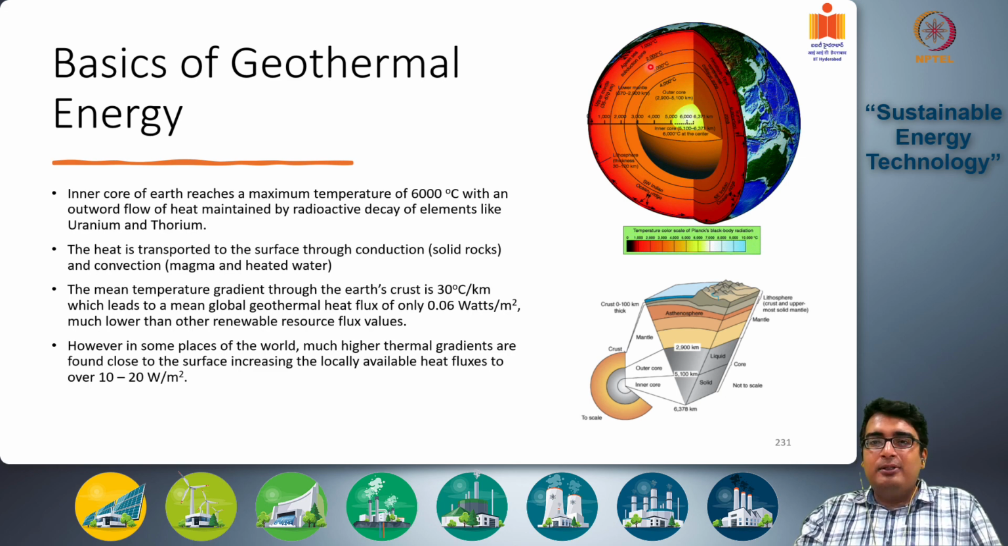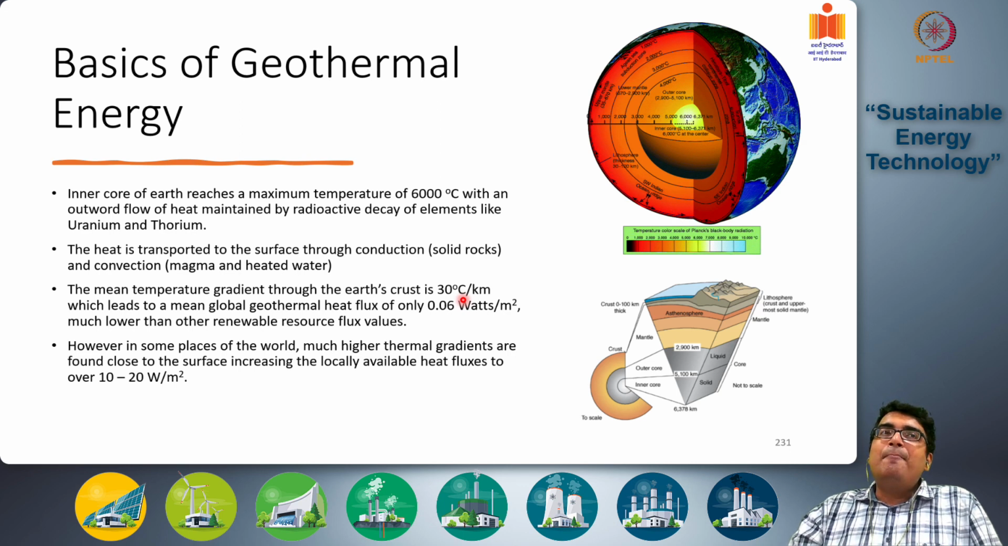So for example, the temperature at the edge of the outer core is 4000 degrees centigrade. Temperature at the lower mantle is around 3000 degrees centigrade. Temperature at the upper mantle, where the mantle is hitting the earth's crust, is around 1000 degrees centigrade. And the mean temperature gradient through the earth's crust is around 30 degrees centigrade per kilometer.